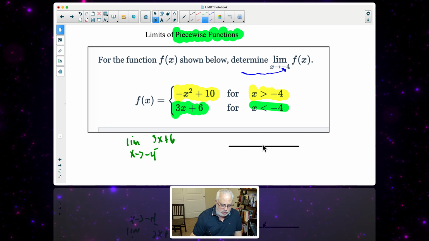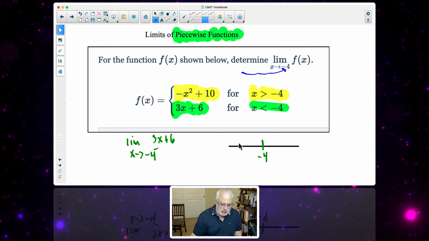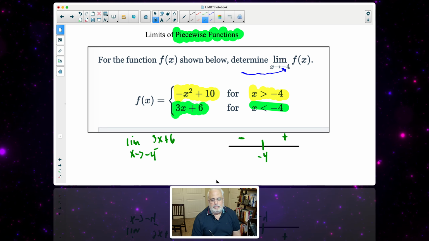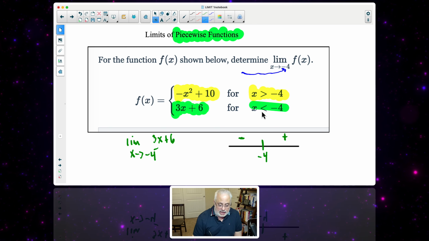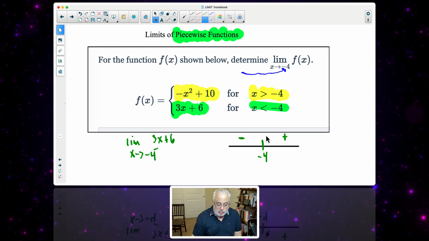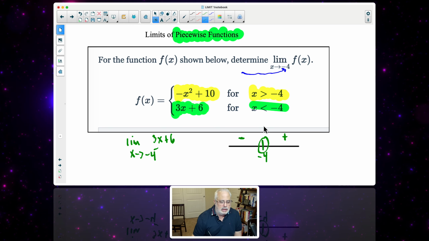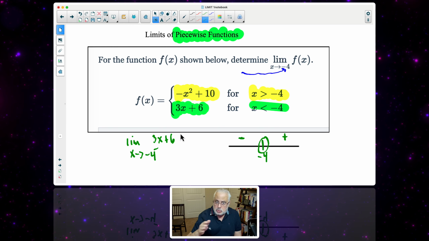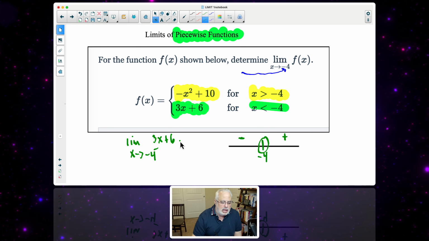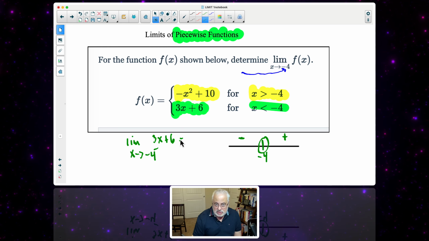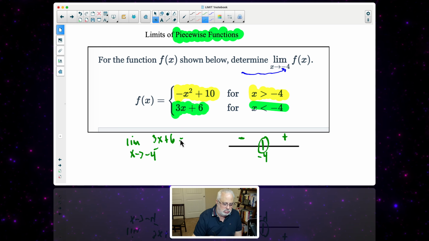And put -4 right here. From the left, from the right. Right? So from the left, x less than -4. Remember that it's not important what's going on here at -4. The function behaves like 3x plus 6. With a simple substitution, we're going to find the left side limit.